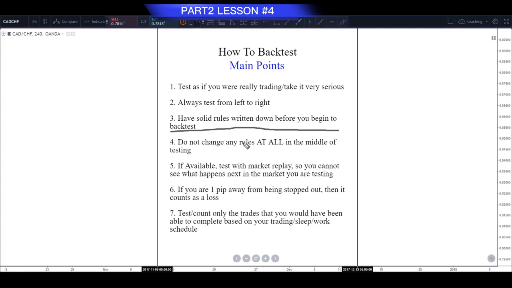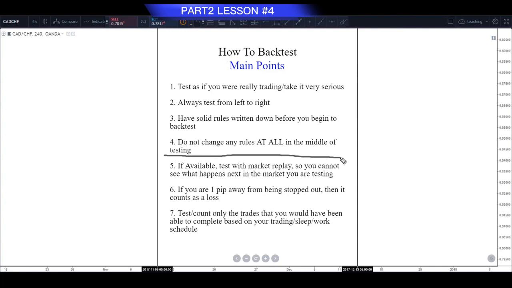Now, number 4 follows along with number 3, and this is very important as well. It goes back into do not curve fit your strategy. Do not change any of those rules at all. Once you have them written down on a piece of paper beside you and you're testing, go ahead and finish that test with those rules. And if you notice something else, write it down as a note on that paper. That way you can go back and retest that full section using the new rule you've created.